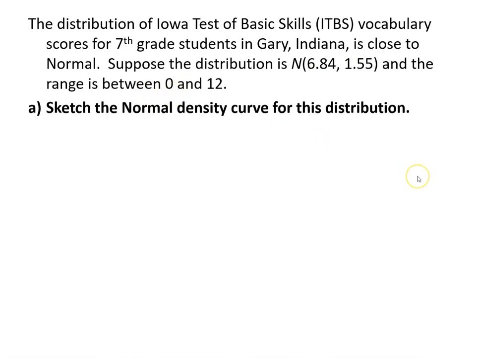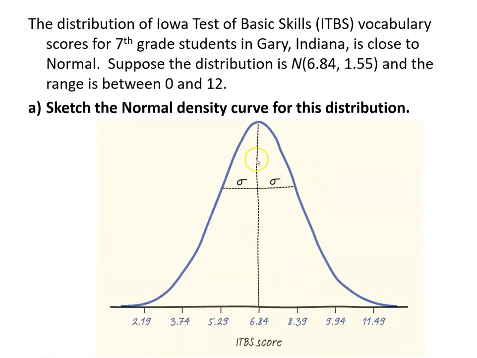First things first, we want to do a sketch of our normal density curve for this distribution. So when I do that sketch, here are the things I include. In the middle, I need to put the mean. And then counting by 1.55, I'm going to put 3 tick marks to the right and 3 tick marks to the left and put the numbers there based on the calculations. Also notice how I have a label down here on my horizontal axis so I know what the data represents.